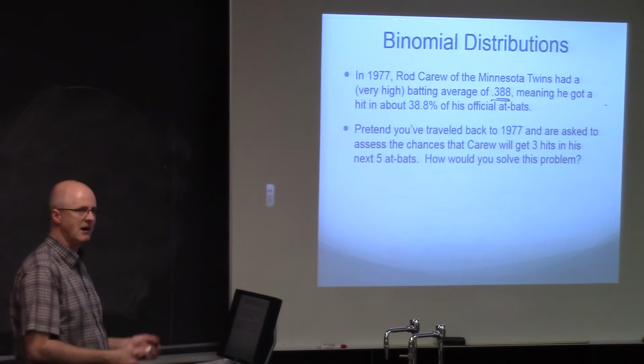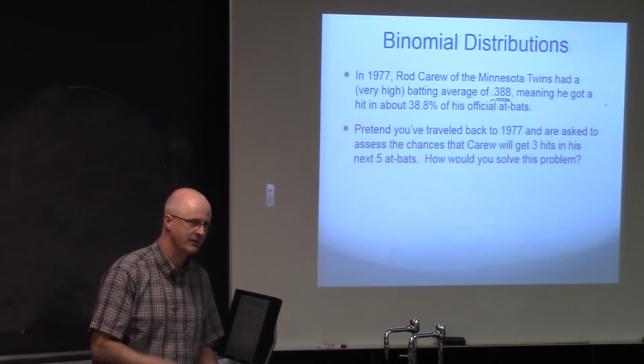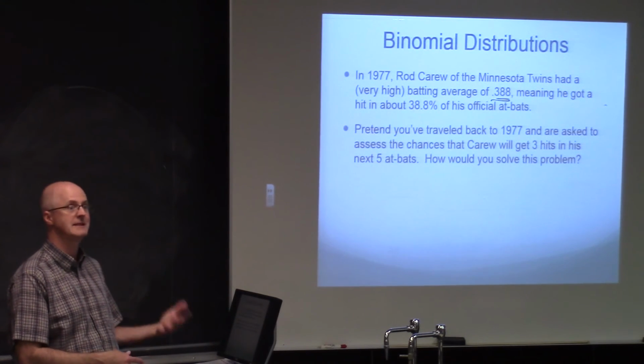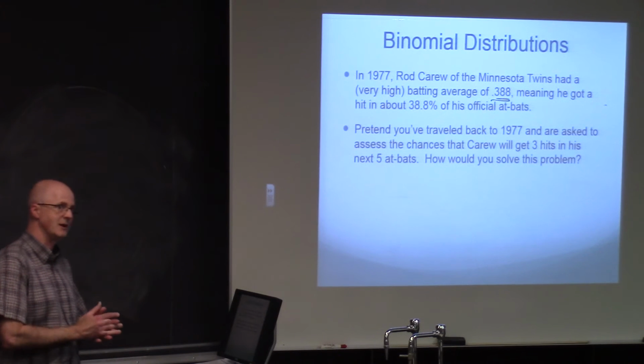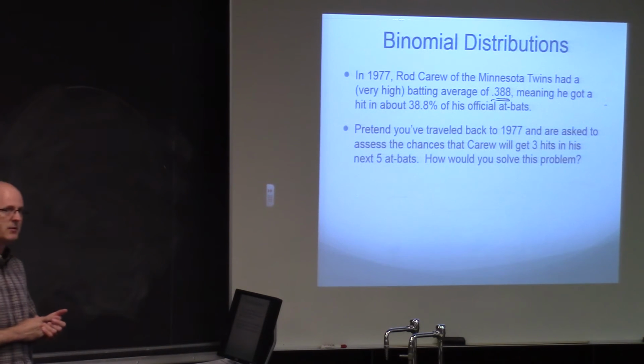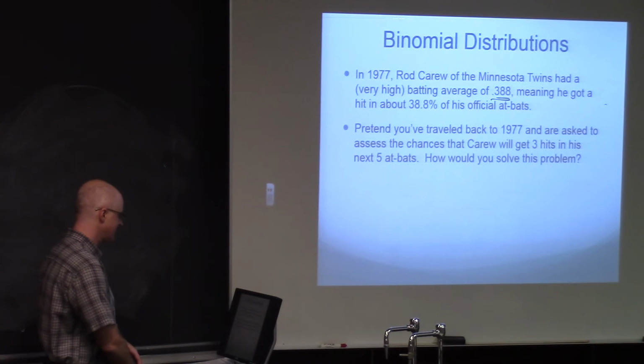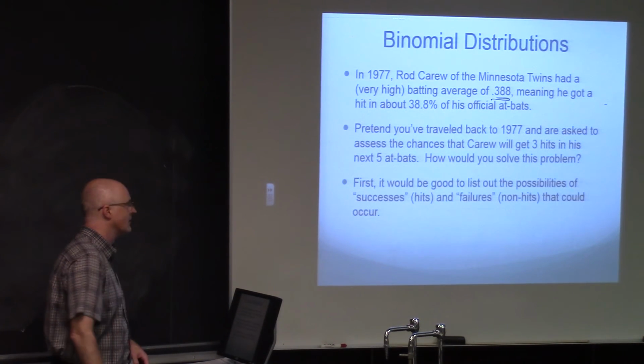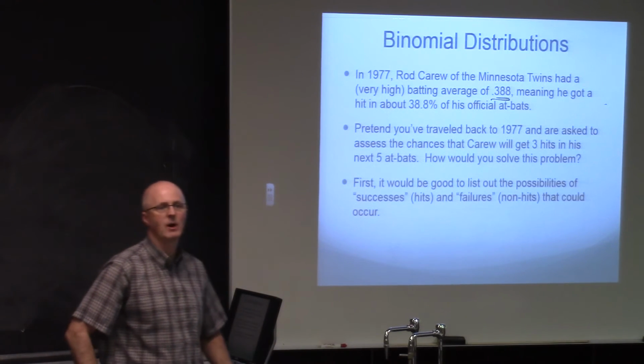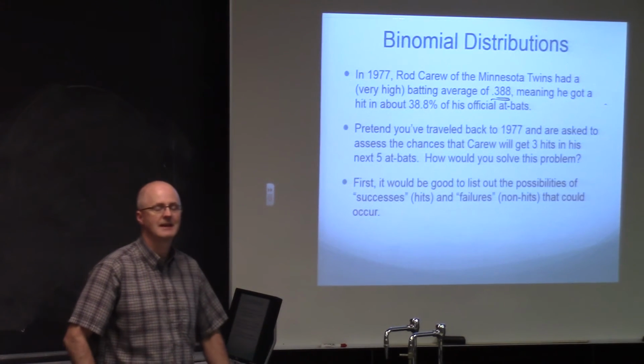Ideally, I'd solve this problem on the board and think it through with you, but for the sake of time, I've got to go through these slides fast. You're going to want to maybe rewatch this, think carefully about what I say, study the book, and pay attention to details. First of all, it's good to list the possibilities of what can happen in 5 at-bats.